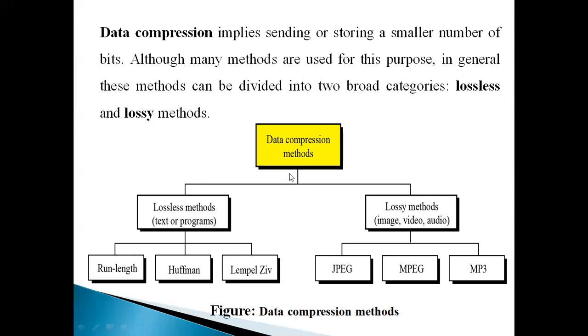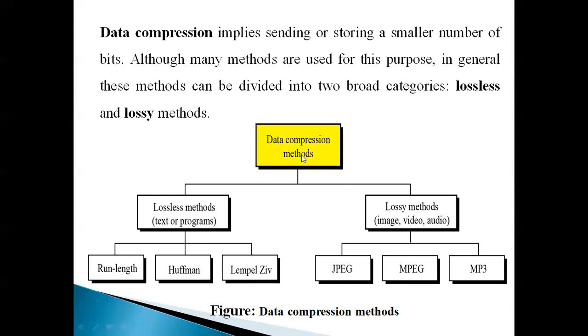See this diagram. It clearly shows data compression methods having two categories: lossless and lossy methods. In lossless, we are following run length encoding, Huffman, Lempel-Ziv, and then JPEG, MPEG, MP3 for lossy methods. These are the different algorithms we are following in data compression methods.